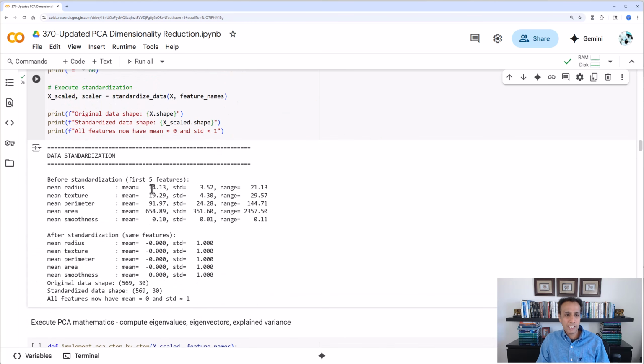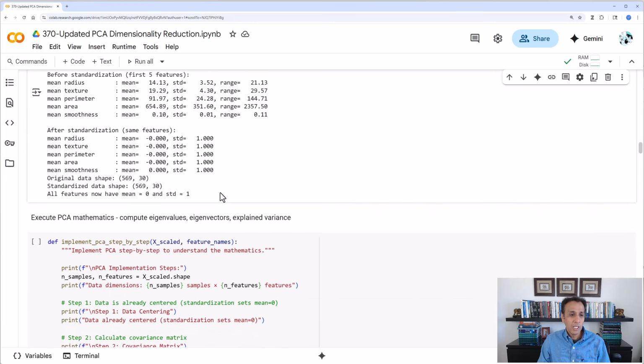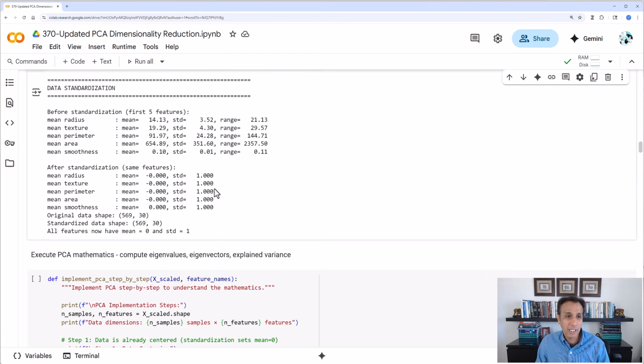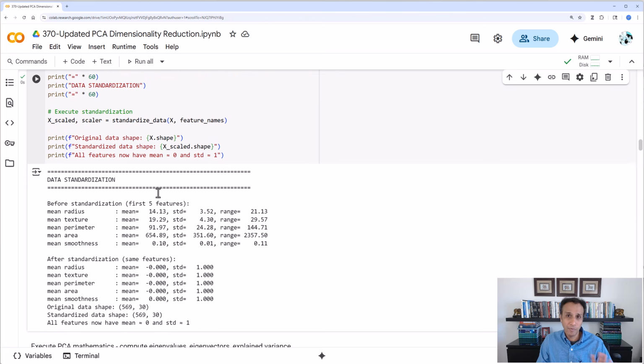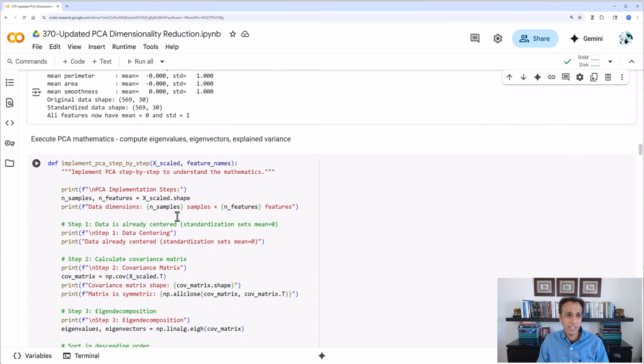So before standardization, here are the feature values. And after standardization, of course, they have to be centered and with a standard deviation of 1. So now all of these can be treated equally from a principal component analysis point of view. We are ready for performing principal component analysis using the standardized data, not the original data. So we have standardized it.